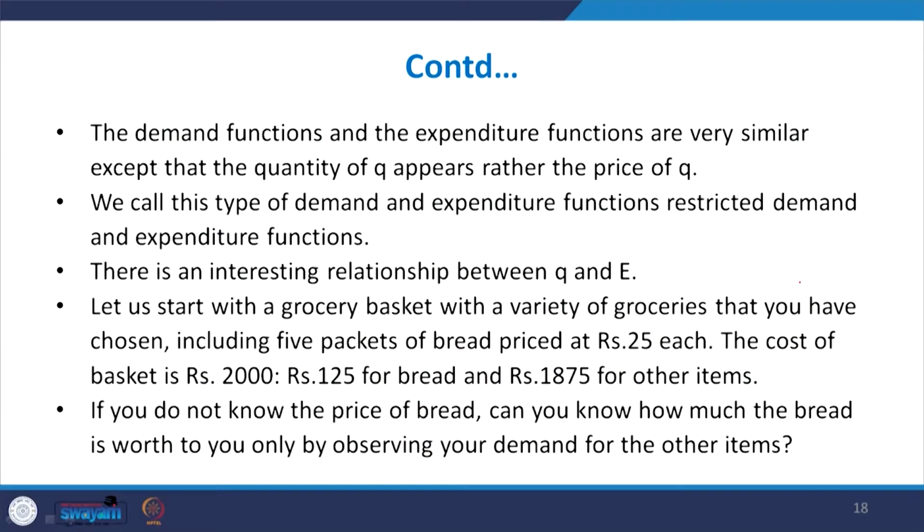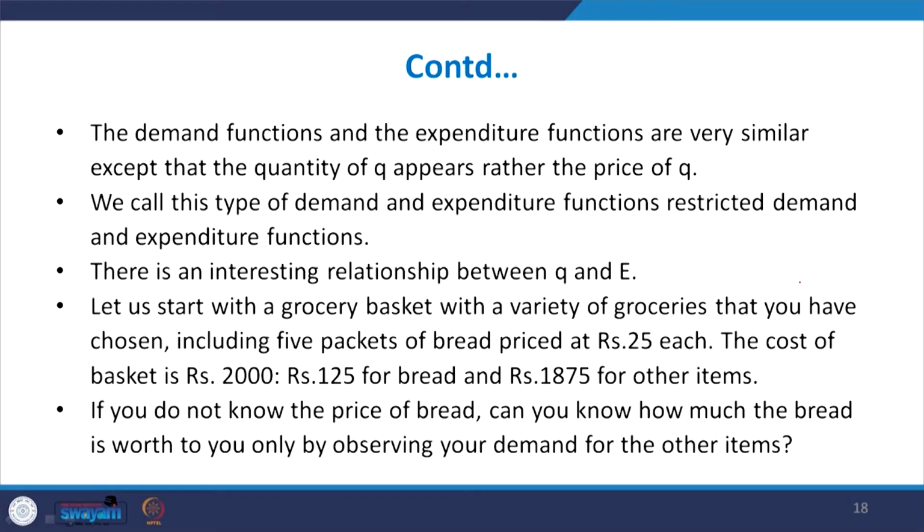2000 rupees, and here 125 rupees are spent on buying the bread, 5 pieces, 5 multiplied by 25 equals 125, and the remaining amount, 1875, is spent on other grocery items. If you do not know the price of bread, although we have shown that the price of the bread is 25, but if you do not observe the price of bread, can you know how much is the value of bread to you? By observing the demand for other items.